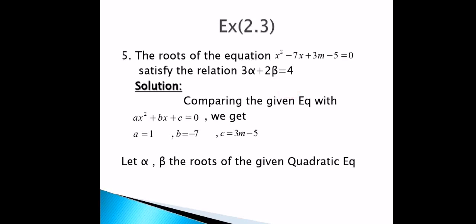Now let's start with the comparison. We have a is equal to 1, b is equal to minus 7 and c is equal to 3m minus 5. Let alpha, beta be the roots of the given quadratic equation. Then sum of roots, that is alpha plus beta, will be minus b by a, and while putting the values of b and a we just get alpha plus beta is equal to 7. So it is our equation number 1.